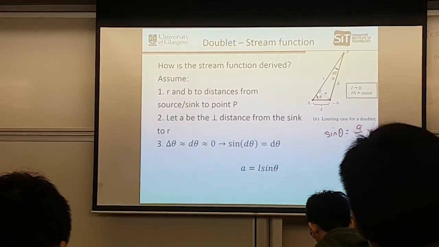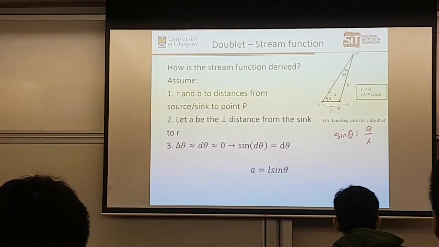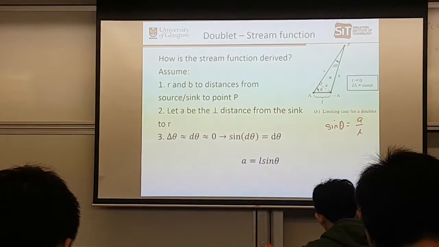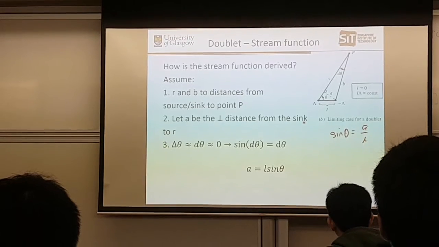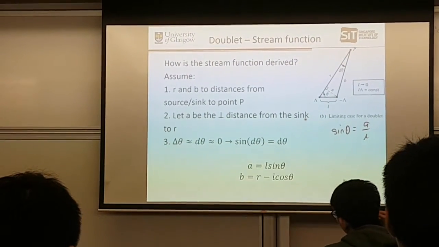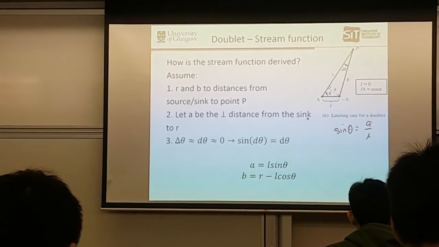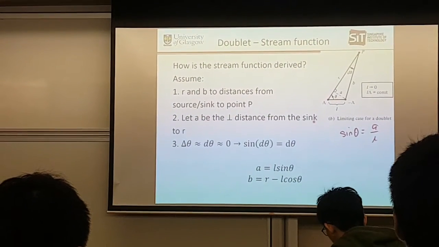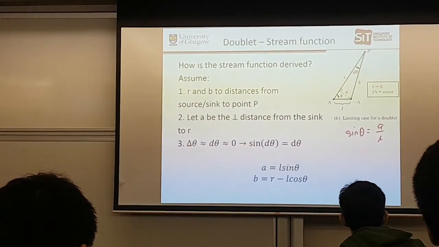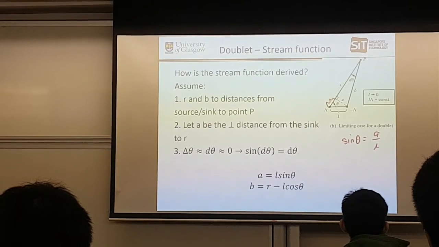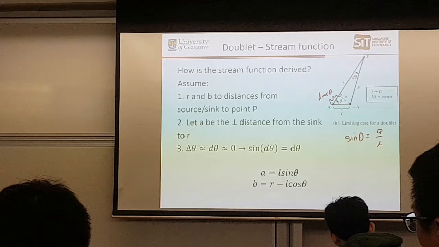You look from here. Is B equal to R? Cannot be, right? If B equals R, it means source and sink are at the same location, so it cannot be. Therefore, you can see from this diagram that my R is actually bigger than B. So if they are very close to one another, I can say that B is just R minus L cos theta. Now, where is L cos theta? Okay, so this is my L cos theta here.